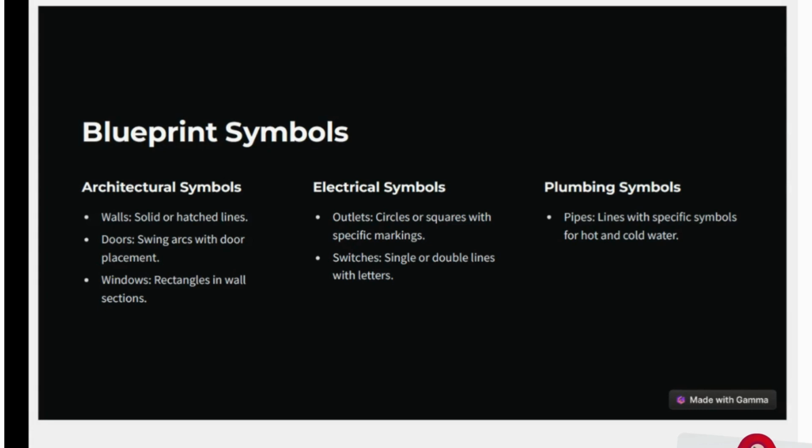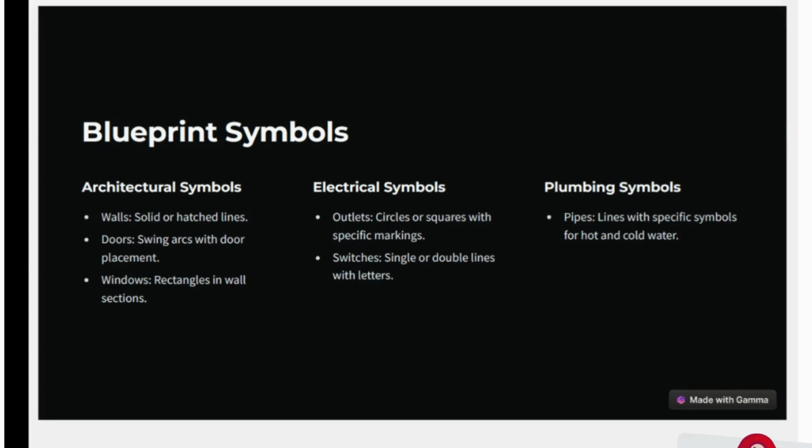Windows, rectangular and wall section. Electrical samples, outlets, circuits or square with specific markings. Switches, single or double lines with letters. Of course, these are explained mostly in the samples or in the legend. You can go back to the legend to understand specifically the electrical sample, because each electrical sample has its own meaning, and it's explained in the legend. Only the sample is in the layout drawing, but the legend is going to describe each sample to you.